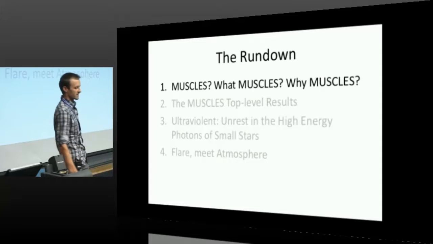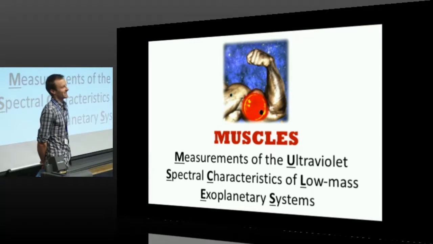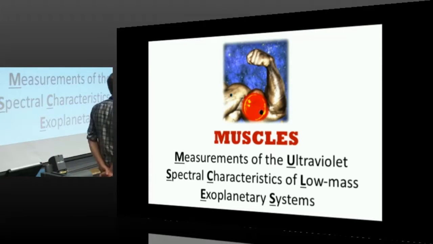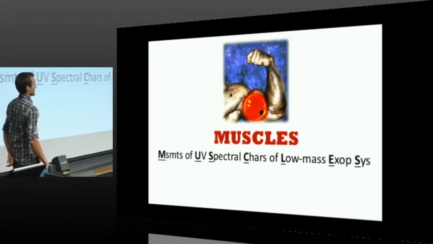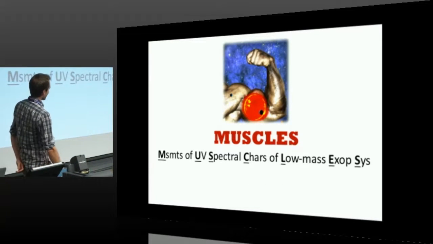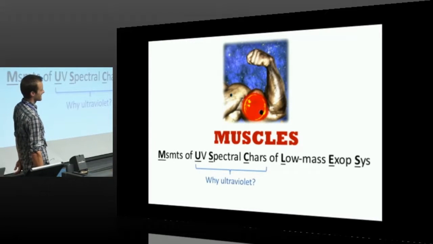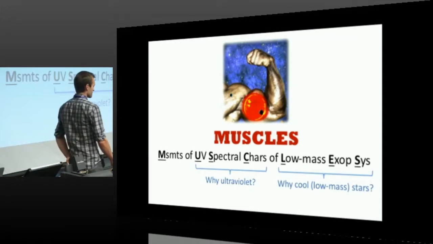All right, so starting with MUSCLES. Just like most acronyms in science and engineering, it's pretty contrived. It goes: measurements of the ultraviolet spectral characteristics of low-mass exoplanetary systems. So first, let me shorten that a little bit so I can fit it on the top of a slide. And then let's unpack the two important parts of this. First of all, why the ultraviolet spectral characteristics as opposed to other parts of the electromagnetic spectrum, and then why low-mass exoplanetary systems. So I'm going to go in reverse order.